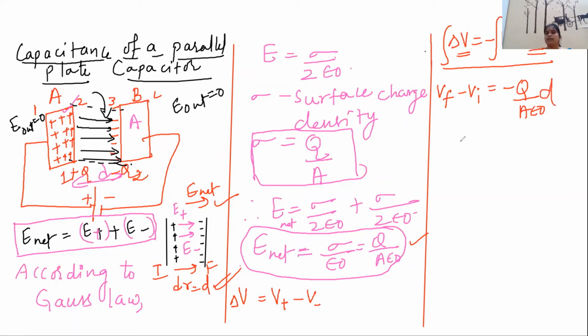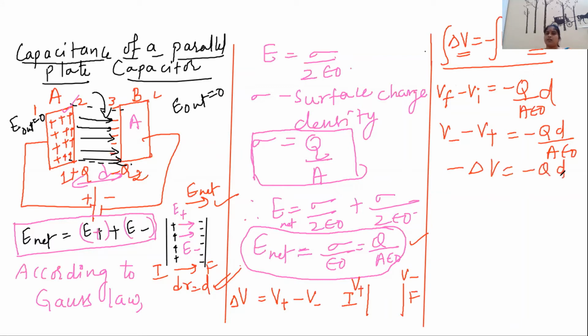Now V final minus V initial. There are two plates: this is V plus, and this is V minus. This is initial and this is final. So final is V minus and initial is V plus, which is equal to minus QD by A epsilon naught. But V minus minus V plus is minus delta V, the change in potential, which equals minus QD by A epsilon naught. The minus signs cancel, and rearranging, A epsilon naught by D is equal to Q by delta V.